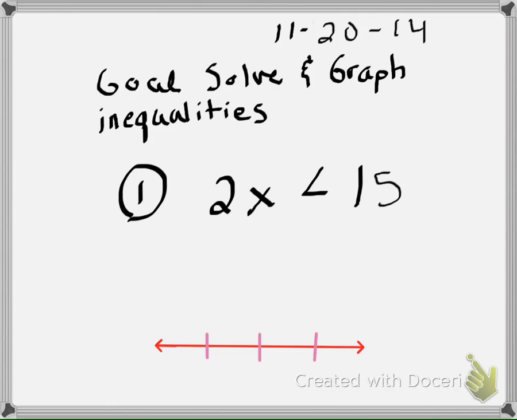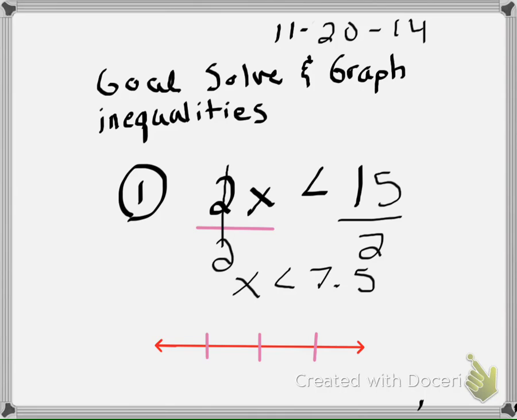Okay, so we want to get x by itself, and 2x means 2 times x. The opposite of multiplying is to divide by 2. And so we're dividing by 2 here, and we're dividing by 2 here. When we do that, over here, 2 divided by 2 is 1, and 1 times x is x. And over here, 15 divided by 2 is 7.5. And so our answer is the inequality x is less than 7.5.